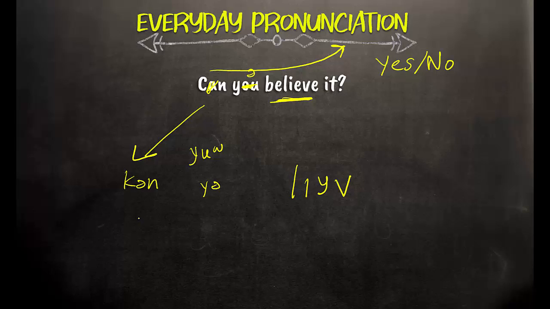So here we have it. Can ya, can ya, can ya. It's very fast. Can ya, or can you. Even if I say you with an oo sound, it's going to be pretty fast. Can ya, or can you.